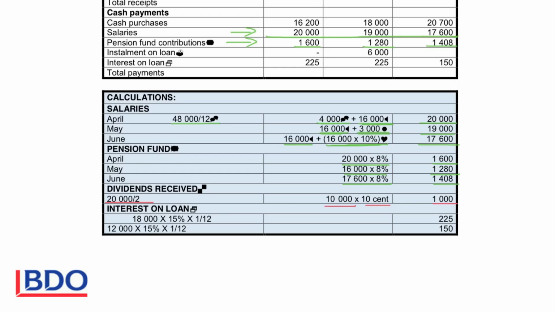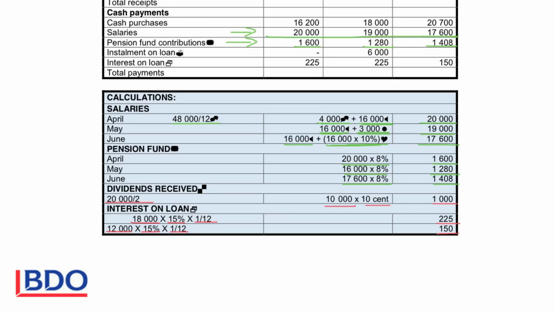If we look at the interest on the loan, 18,000 was borrowed the previous year. 15% must be paid on the loan, and the interest is paid monthly, so we have to calculate it for 1 month. That will give me 225 rand. Then at the end of that month, we pay 6,000 on the loan, so it means the outstanding amount for the next month is 12,000. You will calculate 15% on that for 1 month, and that will give me 150 rand.